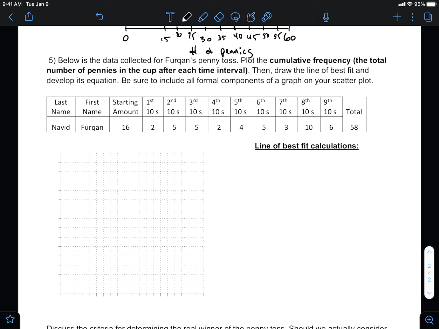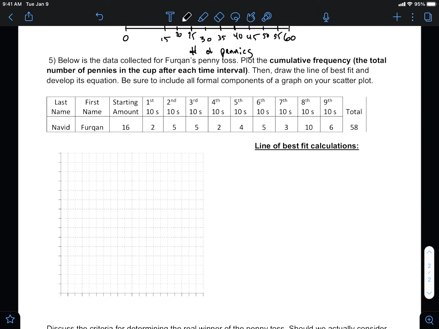What I wanted you to plot here was the cumulative frequency, which is the total number of pennies in the cup after each time interval. As I walked around, I saw people counting the time interval as 1, 2, 3, 4, 5, 6, 7, 8, 9, 10, whatever it was. Well, that would only work unless you specified somewhere that they were 10-second intervals. Depending on how your graph turned out, we'll see. I didn't do it that way, so I don't know how it turns out.